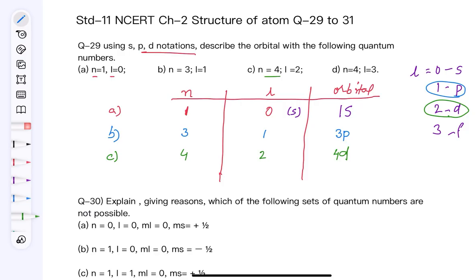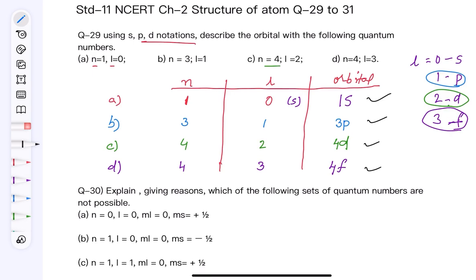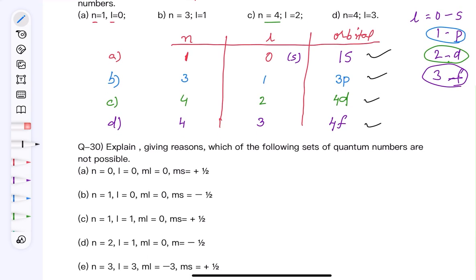Now you have one more of the similar type where n is 4 and L is 3. As I have shown already, when L is 3 it corresponds to an F orbital. So finally here you have 4F. That is the way these orbitals can be written. For A it is 1s, for B 3p, for C it is 4D and for the last it is 4F. Now let us also proceed with the second question given in the same slide.